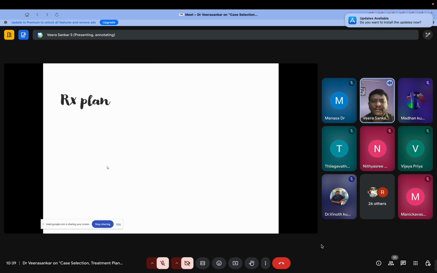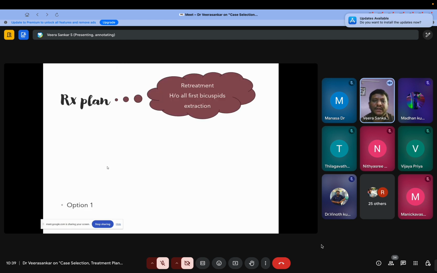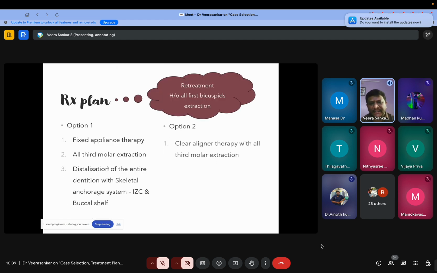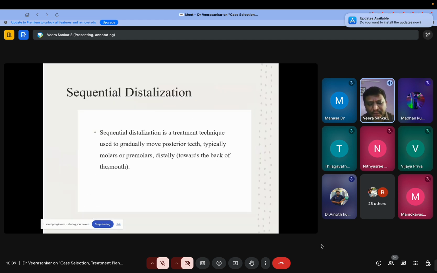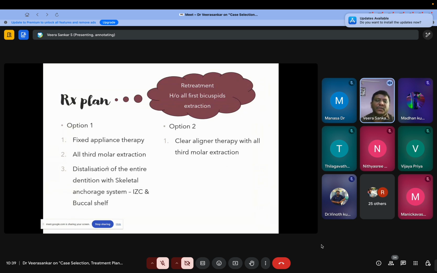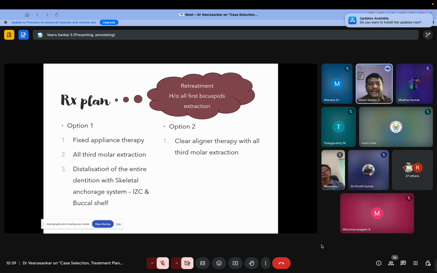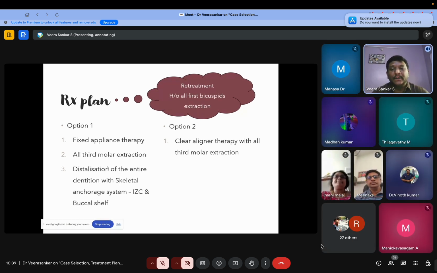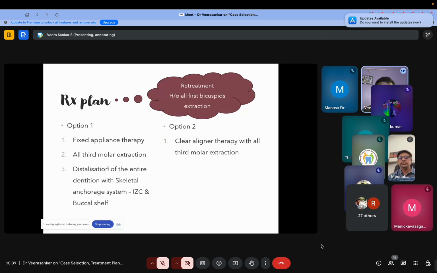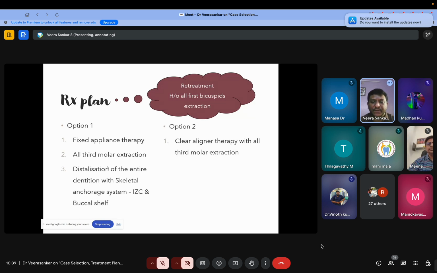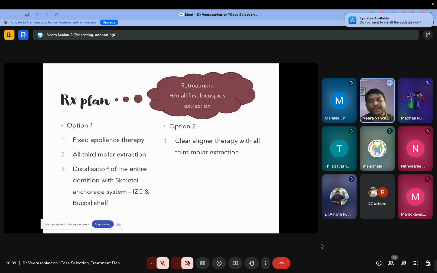Now they don't want to go for fixed appliance therapy. So this is a case of all first bicuspid extraction. The treatment plan suggested by myself was to go forward with fixed appliance therapy, extraction of all third molars, then placement of skeletal anchorage systems like infrazygomatic crest screws and buccal shelf screws, so as to distalize the entire dentition backwards, upper and lower, in the place of the third molar after extraction.